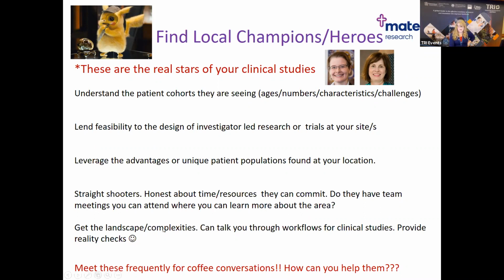They can also talk about the complexities of the research, and they can also make sure that you have reality checks, which is another really important thing. So meet these people frequently for coffee conversations. And as Sandro said, also identify and ask them, how can you help them? Because this is not a one-sided discussion. This is a two-sided discussion. And you may have skill sets which you can offer to them.